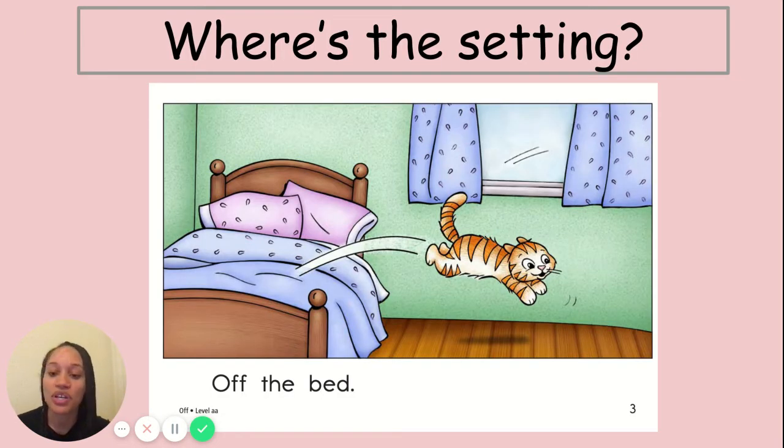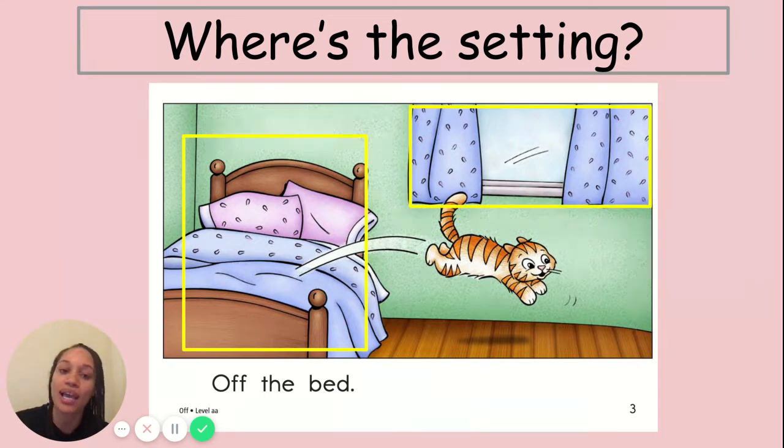So I'm looking at my illustration. I see my character. We're not identifying the character, but I do see my character as a cat. And I see my cat, the character is jumping off of something. The cat is jumping off of a bed. Give me a thumbs up if you see the bed that the cat is jumping off of. Good job. I see a bed. I also see a window in my illustration. I see a wall. I see a floor. Give me a thumbs up if you also see all of those things in this illustration.